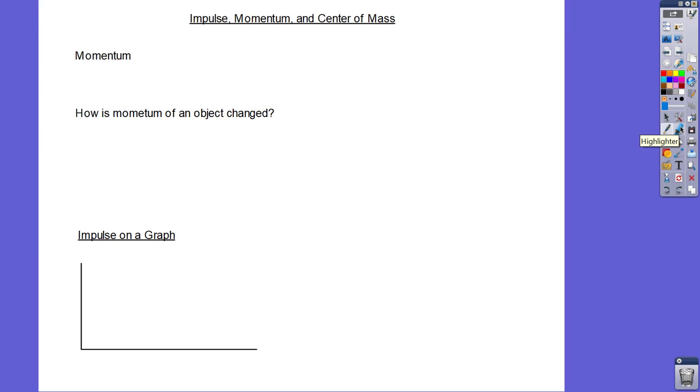So momentum, remember, is symbolized by small p. We have p equals mv. That's the formula for momentum, and that'd be units of kilograms times meters per second. Nothing special about that. It's basically defined as the equation. It's hard to really put in words what it is, but the big thing is how to change momentum. Using the equation p equals mv is not difficult.